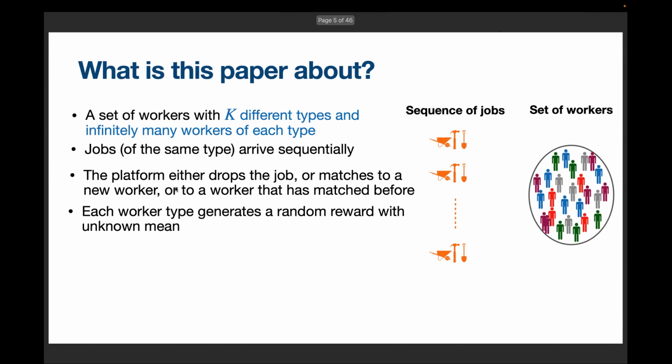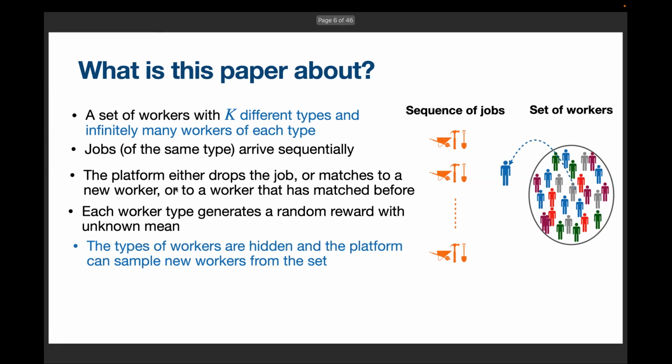And each worker type is going to generate a random reward with some unknown mean. Something to highlight here is that the types of workers are hidden, so the platform does not observe that, and the platform can sample new workers from this pool of workers, and again will not observe the type of that worker. It may be of the same type that already has matched before, or it may have a new type, so the platform has no information about that. The platform does not see the label, the type, of the worker.